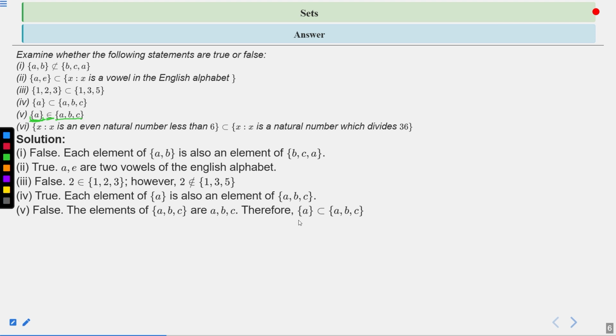Clear? It is a subset, not belongs to. So false.